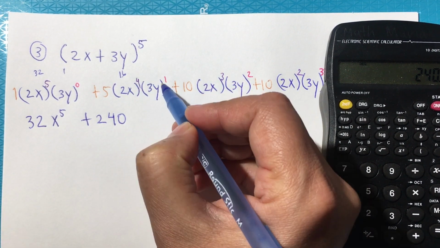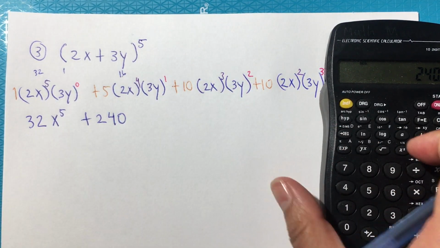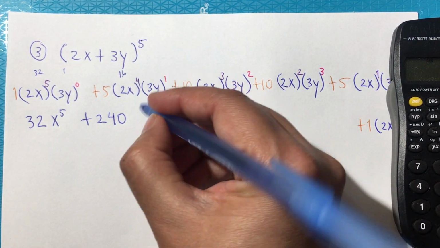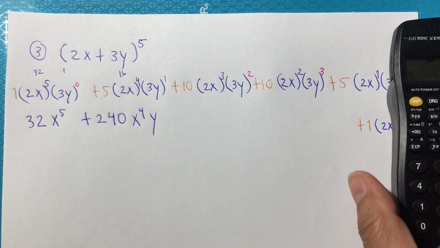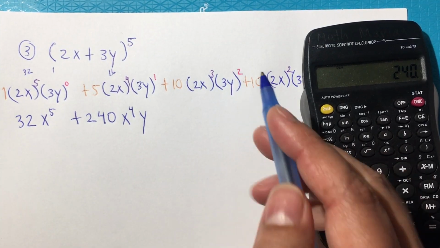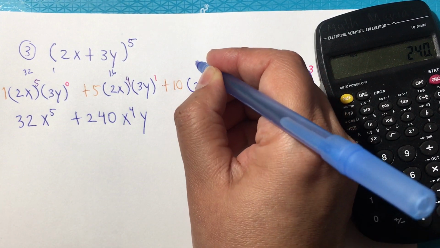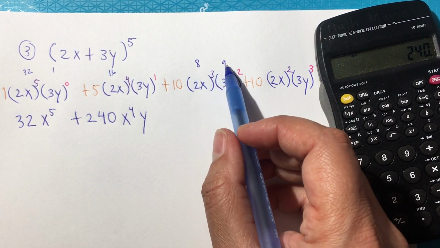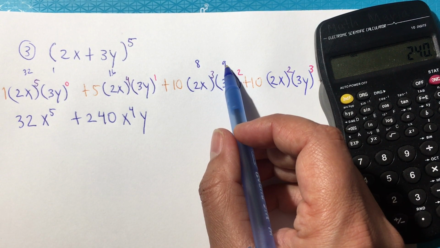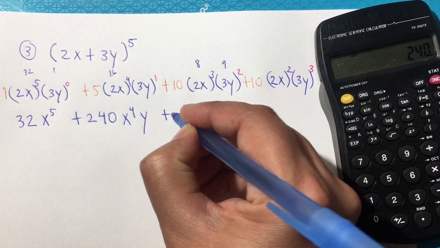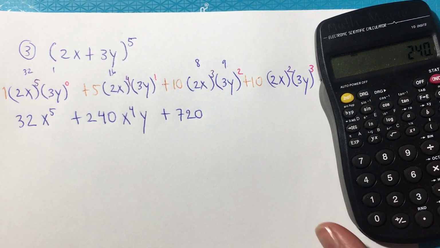Okay, so you raise each one to the power and then multiply that. For x, we have x to the 4th. For the y is just y. Y to the first power is y. 3 to the second power is 9. 2 to the third power is 8. And so 8 times 9 is 72. And 72 times 10 is 720. Again, if you're not sure, just use your calculator.